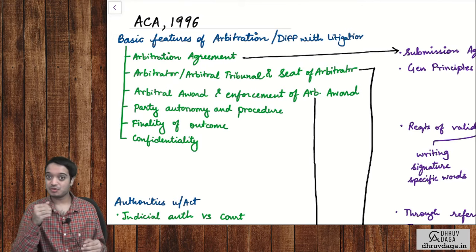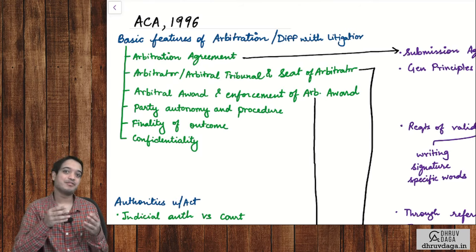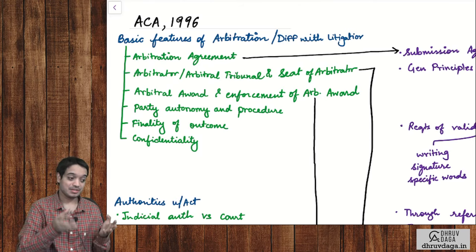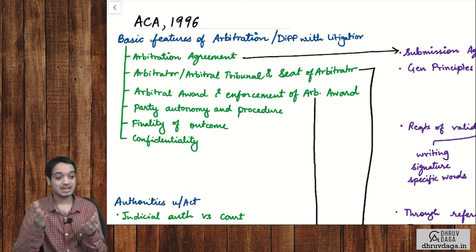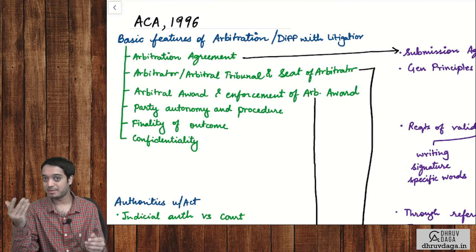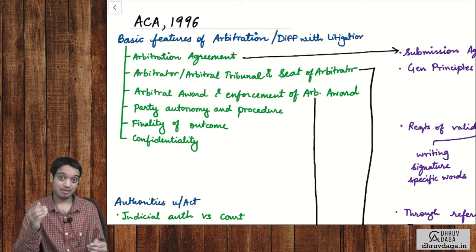The other thing is confidentiality. There's a high degree of confidentiality in arbitration. The parties and the arbitrator are bound by the strictest levels of confidentiality. They cannot disclose it. Unlike litigation, where a lot of this is under public view, confidentiality is not a very good option in litigation. However, in arbitration, the arbitrator cannot disclose it to any other person.